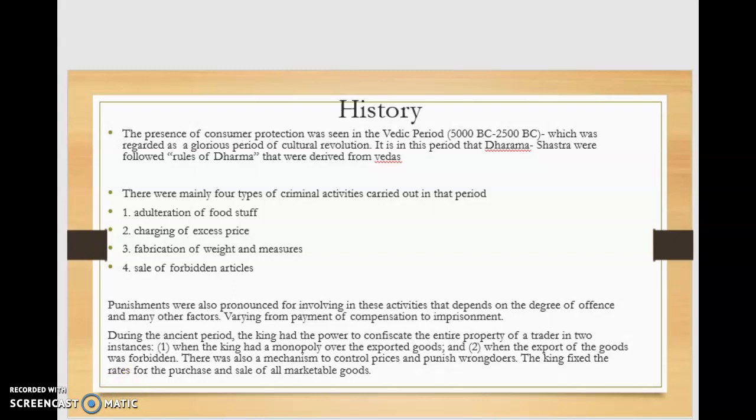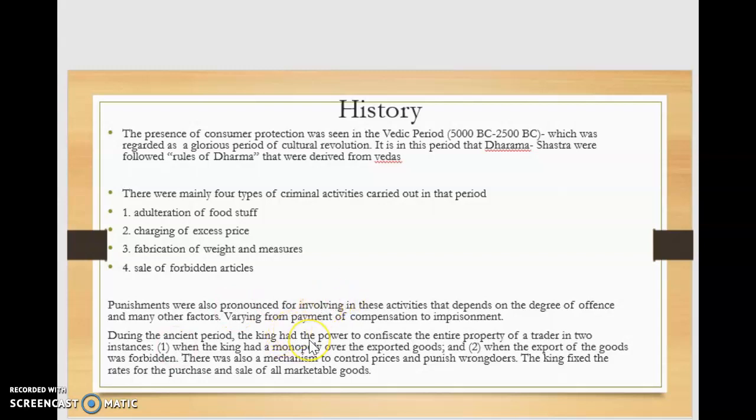Even during that time, there were mainly four types of criminal activities carried out in that period. The first was adulteration of foodstuff, then charging of excess price, fabrication of weights and measures, and sale of forbidden articles. So these were the four broad types of criminal offenses that were prominent in the ancient period. And for these offenses, statutory measures were also recommended from time to time by the leading texts of that time.